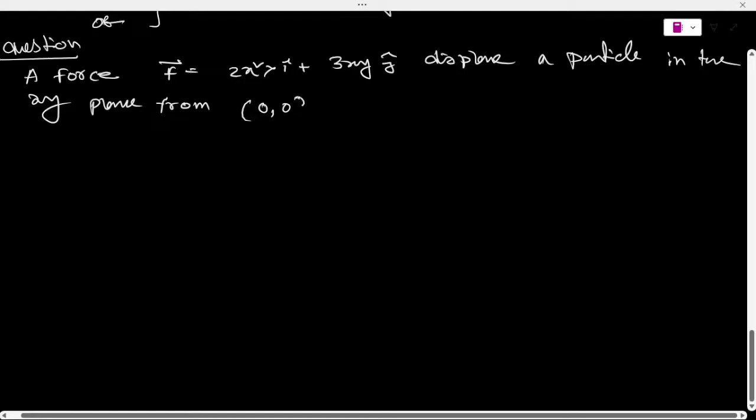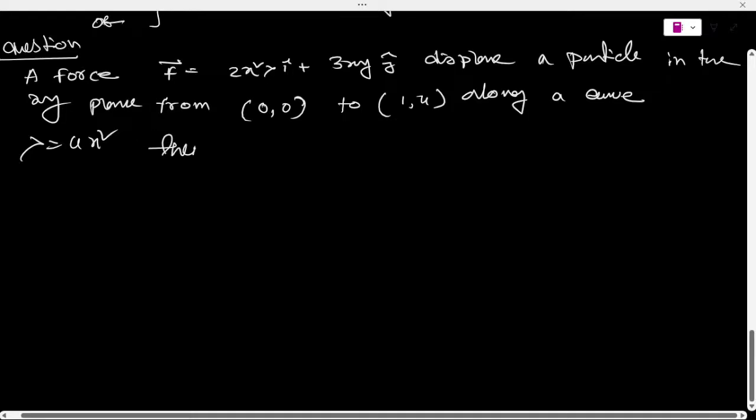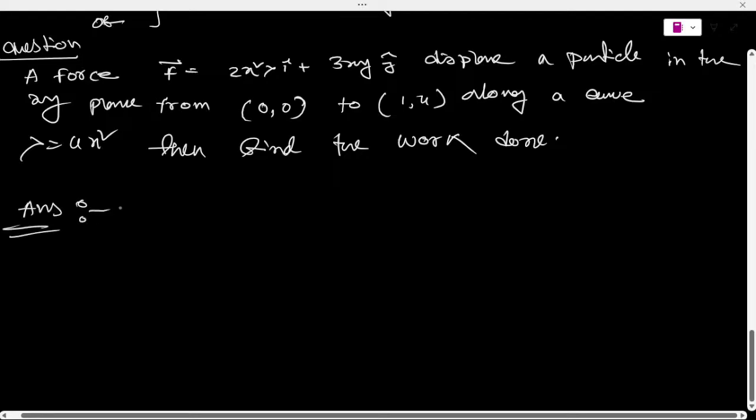From (0, 0) to (1, 4), along a curve y is equal to 4x². Find the work done. So what will be the ultimate answer?